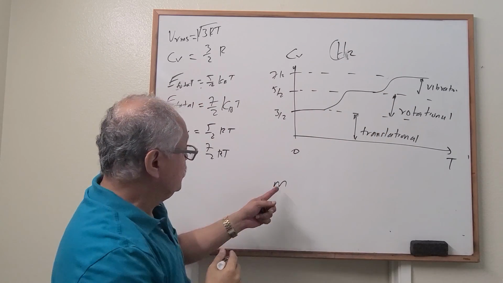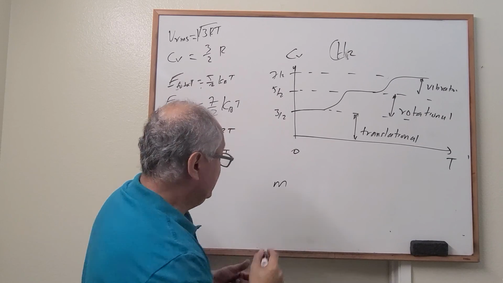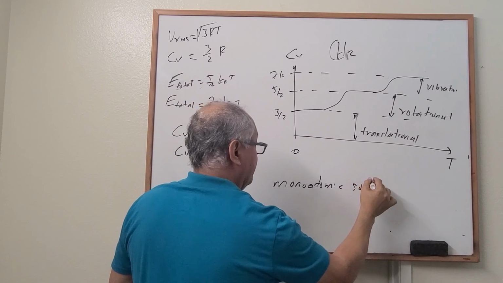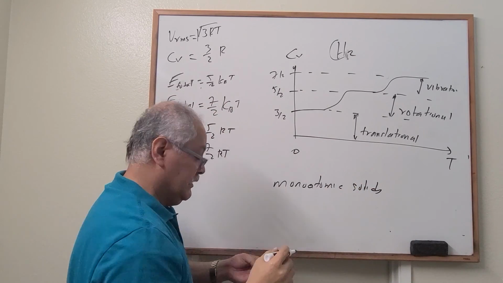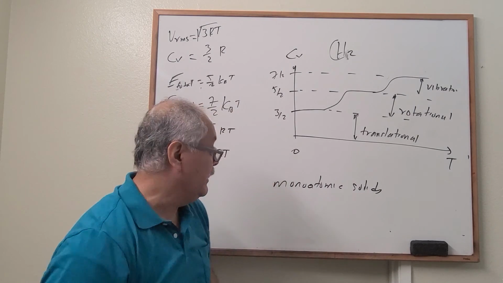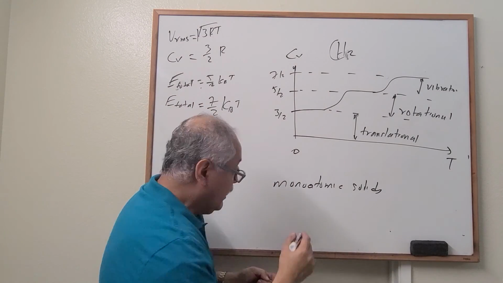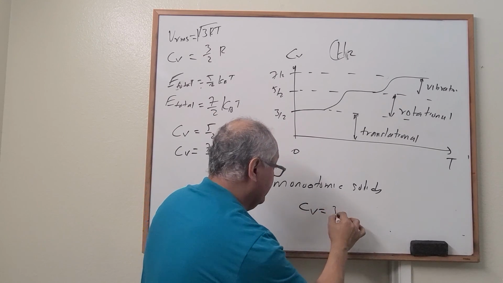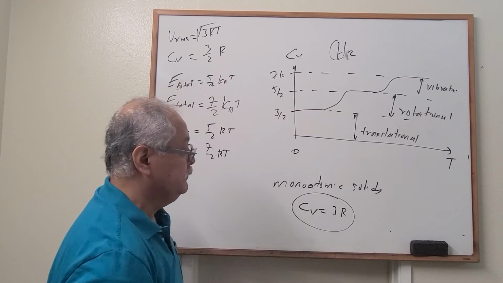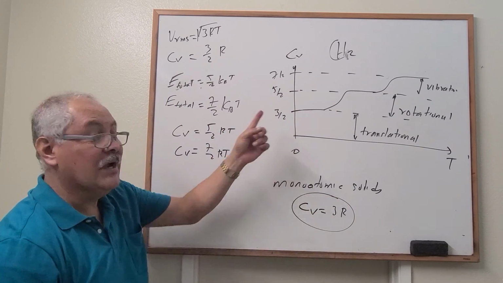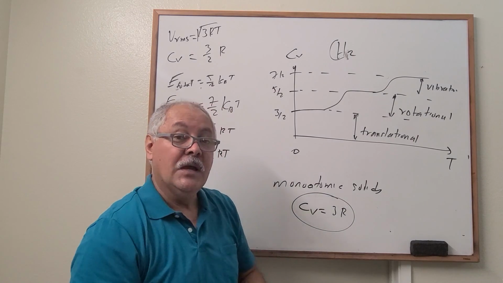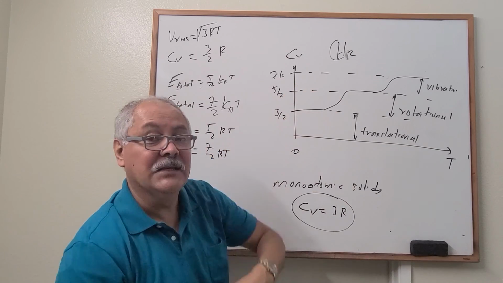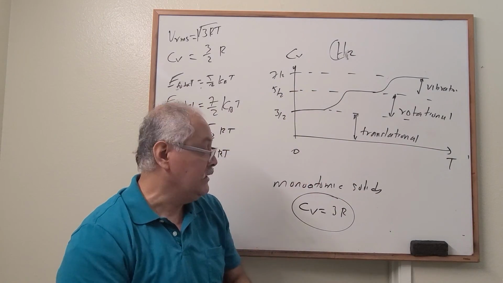Now let's go to a monatomic solid. When we have this crystal with only one atom, it's found that the molar specific heat is equal to 3R. Well, it's more than what we have for the ideal gas. I was calling it molar specific heat here, molar heat capacity.